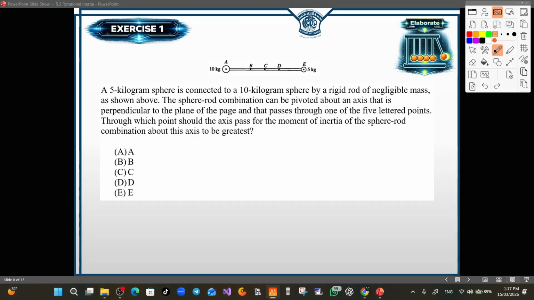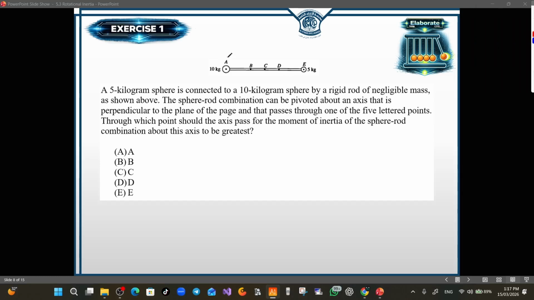So now, which one of these two masses is the greatest mass? We know that the 10 kilogram is the greatest. So we place it such that it's at a very far distance from the axis of rotation. Now we cannot control the mass, which is fixed here, but we can control at which point we should pass our axis of rotation. The farther the distance from A, the bigger the total moment of inertia. So the farthest point will be exactly E, because A is the heavier mass. So to get the largest possible I, we let our axis of rotation pass through E, and the correct answer will be E.